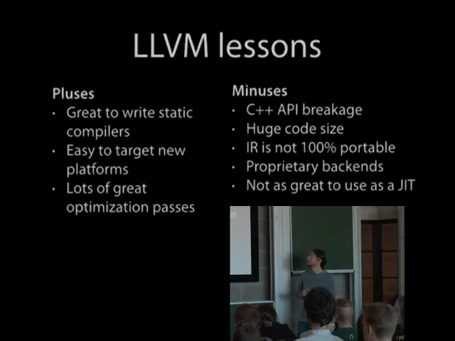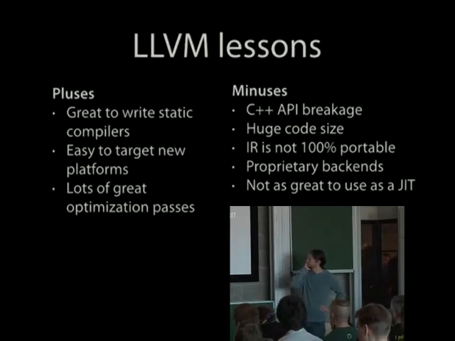The IR is not 100% portable. Something that comes to my mind is a function called ABI. If you target a very specific architecture, you need to emit very specific IR for that architecture. For example, if you target 32-bit Intel and 64-bit Intel, you need to emit different code when you call functions, for example when you have arguments that are larger than the typical arguments for that language. So the IR is not 100% portable, but it's very, very portable.